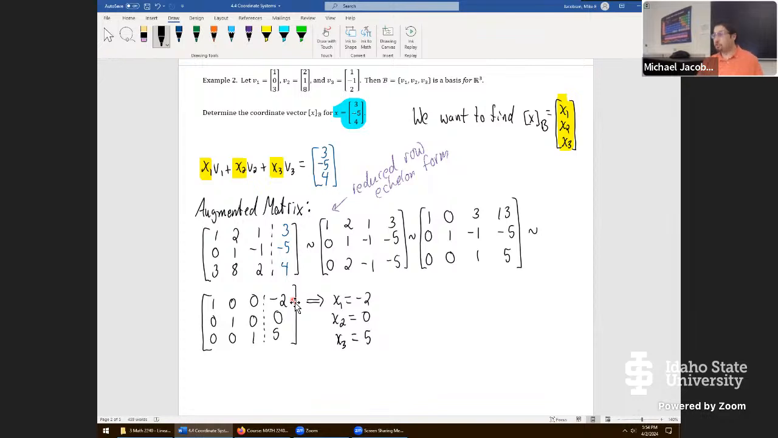But what I would encourage you to write on your paper as an overall conclusion would be this. You want to say, therefore, the coordinate vector of x relative to the basis B is negative 2, 0, 5. The notation and terminology is tricky, so the more you write this, the better the connection you have with the new material in this section. So definitely write this out in your work. And we did it. We determined the coordinate vector of x relative to the basis B. It's this right here now.